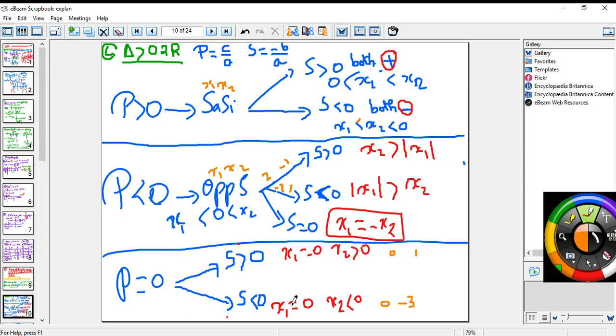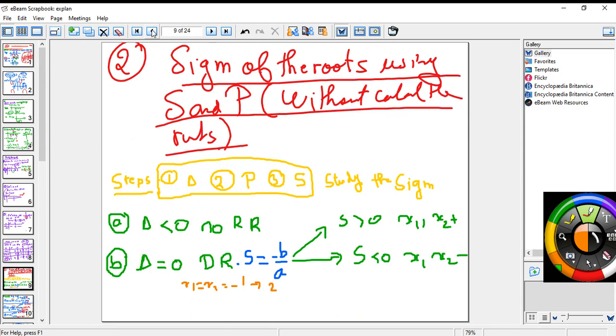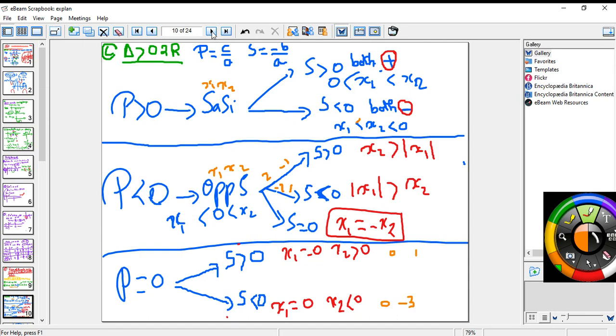So I'm going to do a small summary. All the time I do delta, P, S. When delta is negative, it's very easy: no roots, I will not do anything. If delta is equal to 0, I have a double root. In this case, I know that they have the same sign. They could be both positive or both negative. Who will decide? S. So I'll just study S in this case.